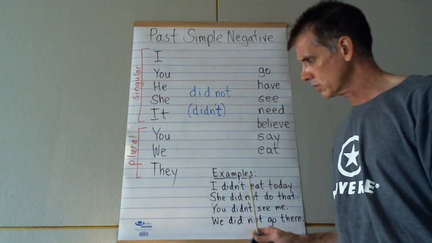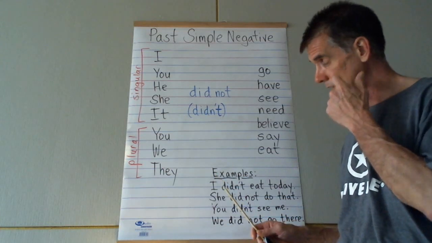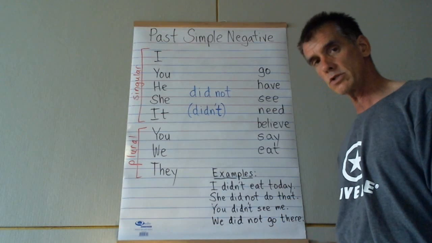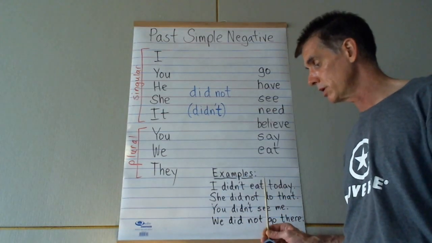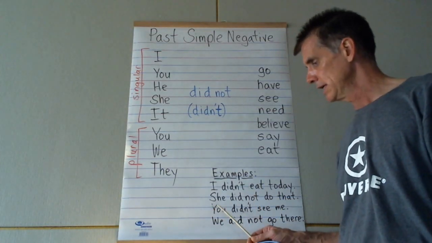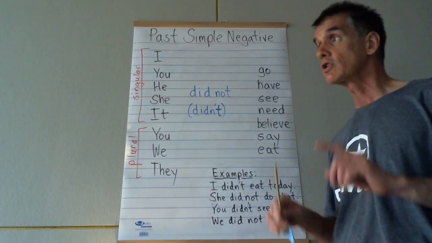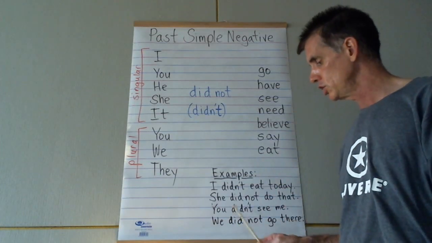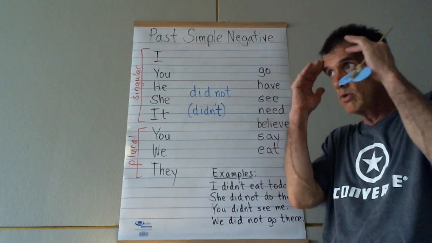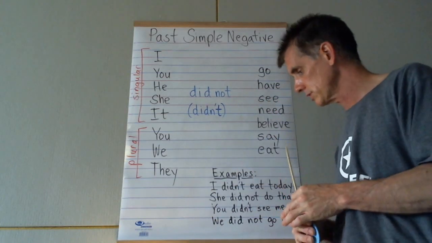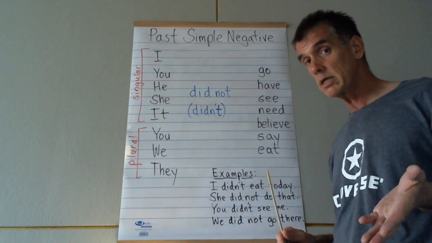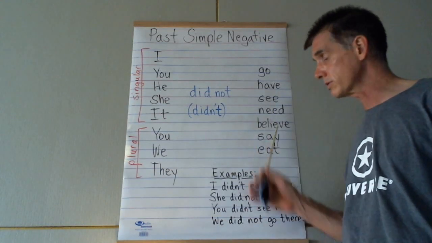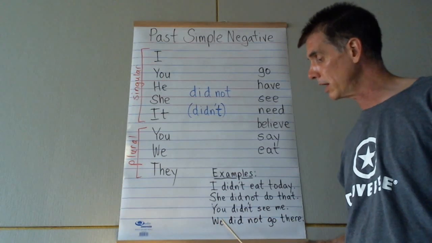Okay? And let's go to the examples that I wrote down here. I didn't eat today. Simple, straightforward. Not ate. Okay? She did not do that. You didn't see me. Okay? Simple as that. Not you didn't saw me. That's incorrect. Okay? Even though it's the past tense, this one stays. These all stay the same. Okay? Please try to remember that.